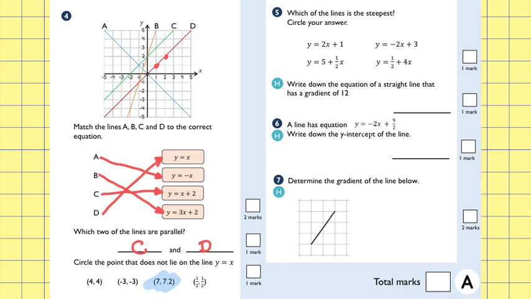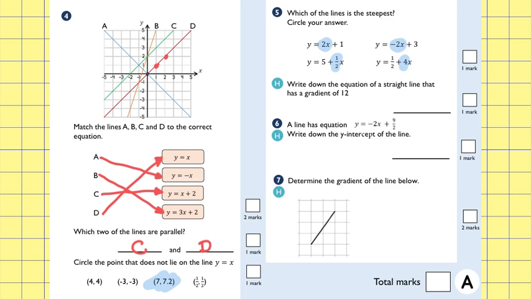Question 5. Which of the lines is the steepest? Circle your answer. When we're looking at the steepness of a line, we are looking for the integer value in front of x. We're not interested in anything else. So if we look here, that's got the value 2. That's got the value minus 2. That's got the value of a half. That's got the value 4. So the biggest one is 4.